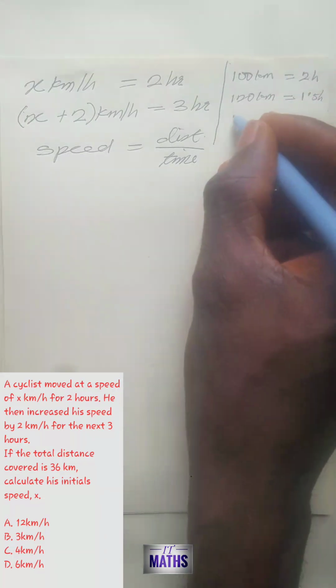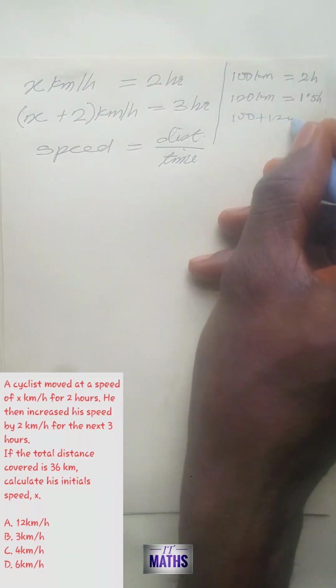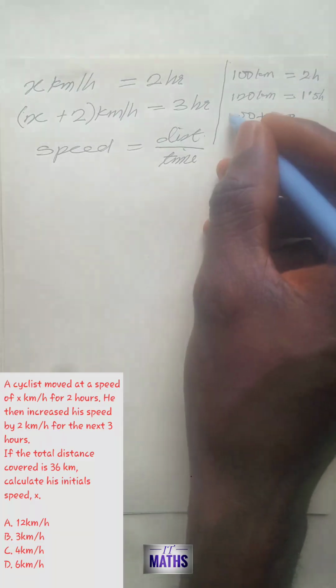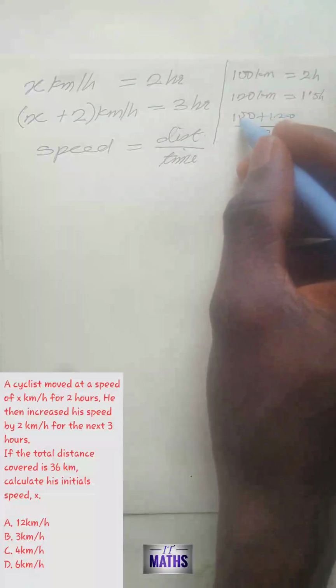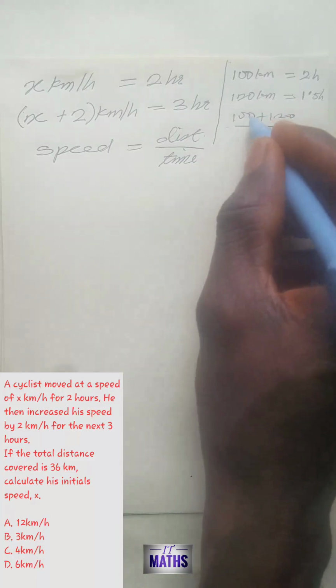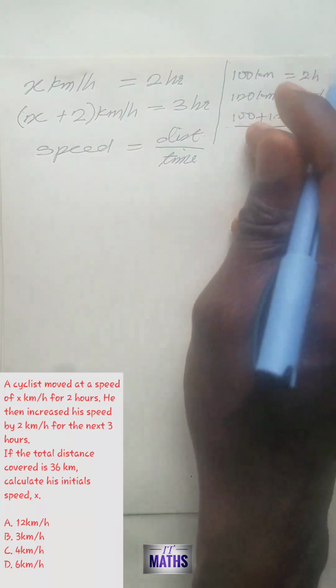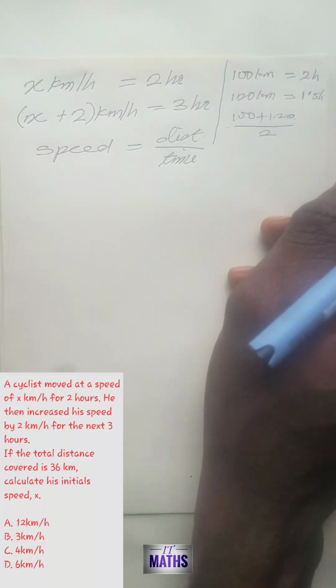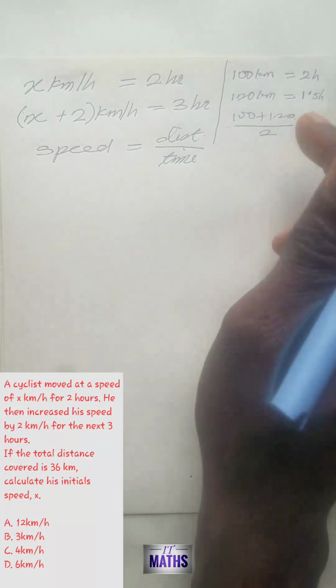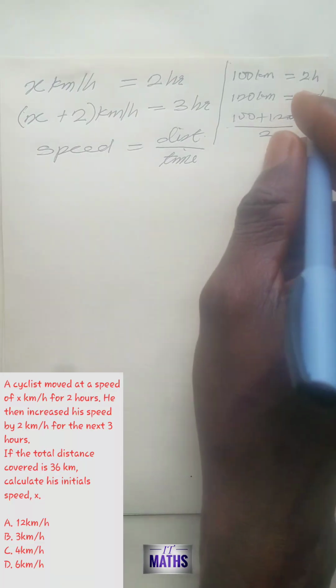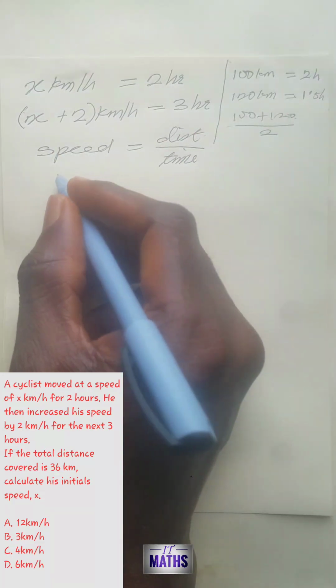For you to simply add 100 to 120 and divide by 2 is wrong. This is a mistake students make. They just feel they can add the first speed to the second speed and divide by how many they are, the normal way you calculate average. No, this speed is dependent on something else. It's distance divided by time. You cannot just treat it like this. Why I'm saying that is so that you don't think you can simply do this.